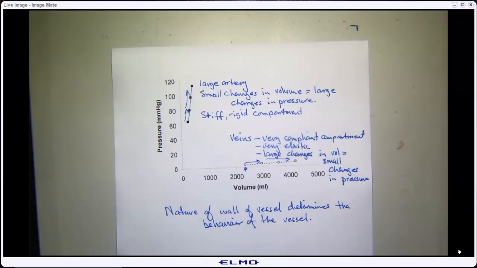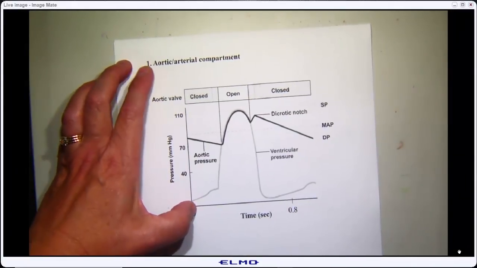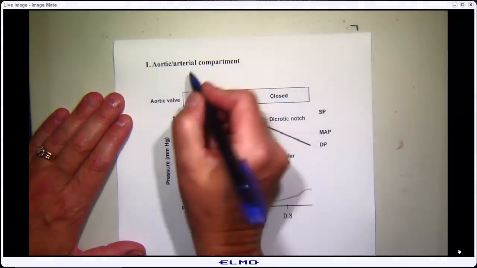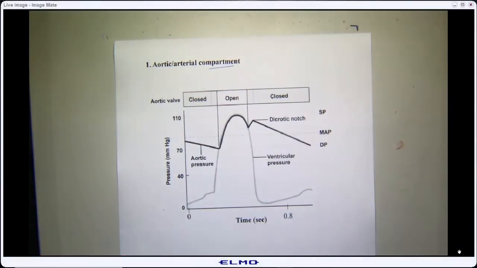All right, so then let's start stepping through each one of those compartments. Okay, so let's start with that. Let's start with the compartment after the left ventricle. So we're going to stick to the systemic side. Okay, so let's start with thinking about the aortic compartment. Okay, so we're just going to go through 4 different compartments here. So the aortic or the arterial compartment is what we're looking at.